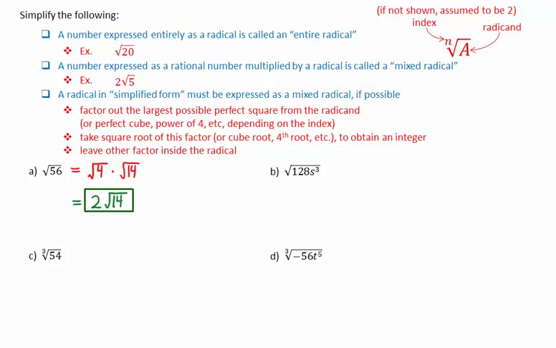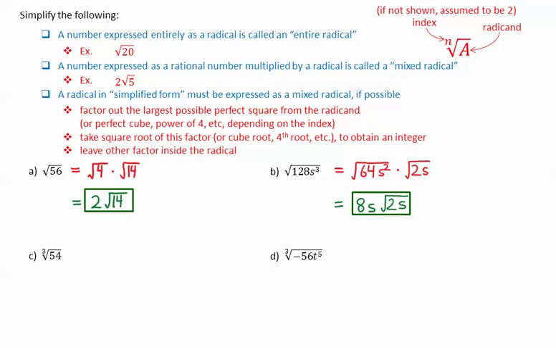For question B, the square root of 128 s cubed. We can separate this as the square root of 64 s squared. Note that 64 and s squared are both perfect squares. The other factor left inside the radical is 2s. The square root of 64s squared is equal to 8s, giving us 8s root 2s as our final answer.